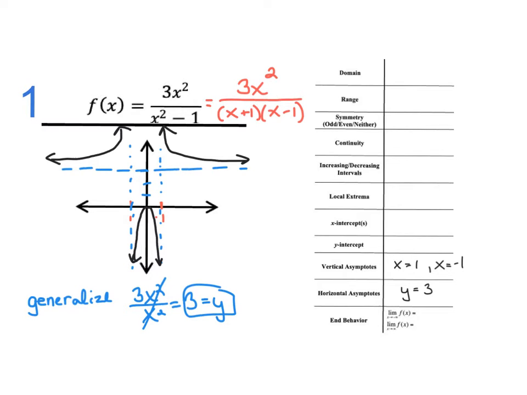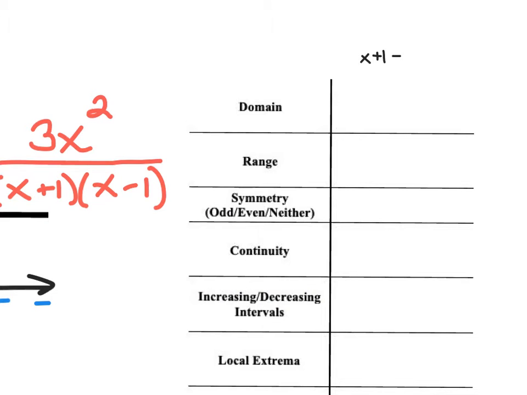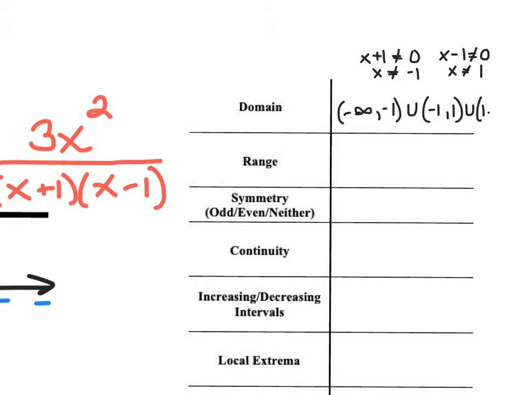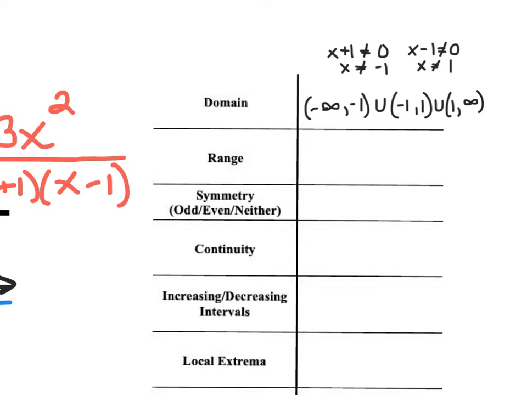Okay, so now let's go into some of our different parts here. We're going to go to our domain, and I've already established that I factored the denominator, so I know that both factors in the denominator cannot equal 0 or it breaks my domain. So x minus 1 can't be 0 and x plus 1 can't be 0, so I know that both negative 1 and positive 1 will break my domain. So I'm going to say that it goes from negative infinity to negative 1, union, negative 1 to 1, union, 1 to infinity. And there's my domain.